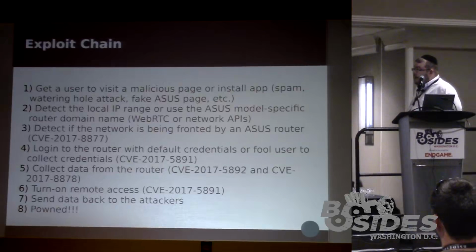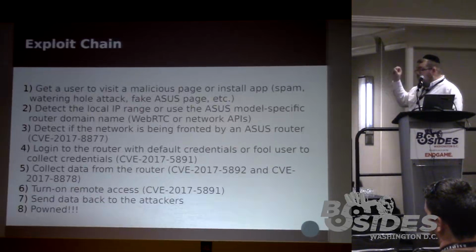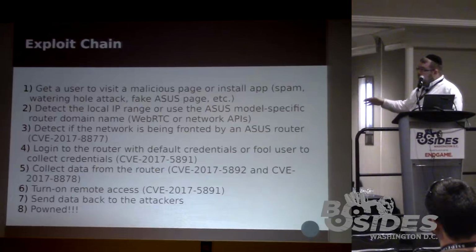That's when you get to the third step. Again, the user is still on that site. They hit that site. The site runs the JavaScript to do WebRTC. The next point is it runs the third step, which is it calls the JSON-P endpoint and says, are you alive? If it gets a response back, that's an ASUS router. Now you are at step 4.